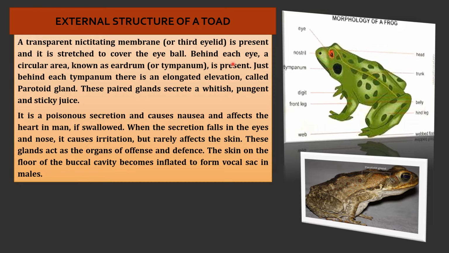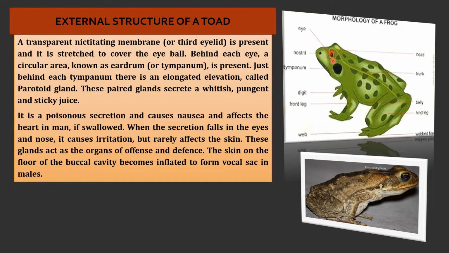Now, behind each eye, a circular area known as eardrum or tympanum is present. Actually, the eardrum represents the ear in the case of a toad. Now you see the diagram. This is the tympanum, circular area, tympanum or eardrum. Okay. So behind each eye, this is the eye and behind this the tympanum is present. Hopefully you have understood. And you can relate this diagram with this theory portion.